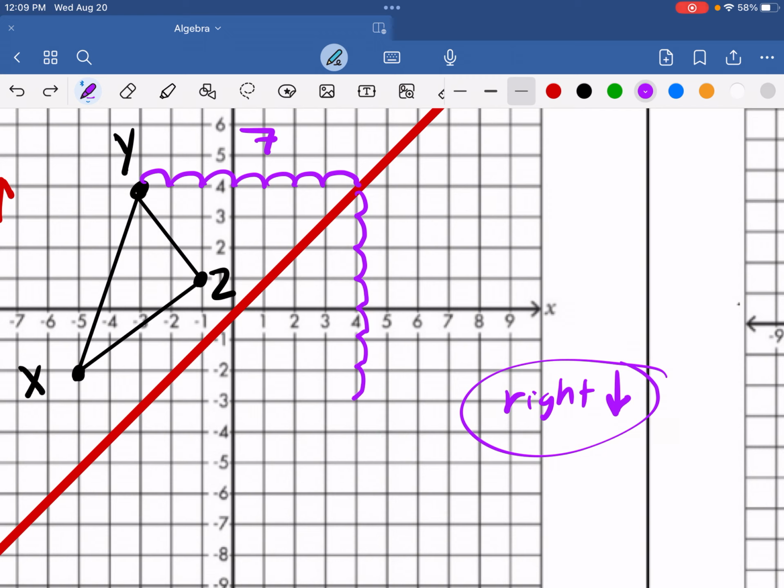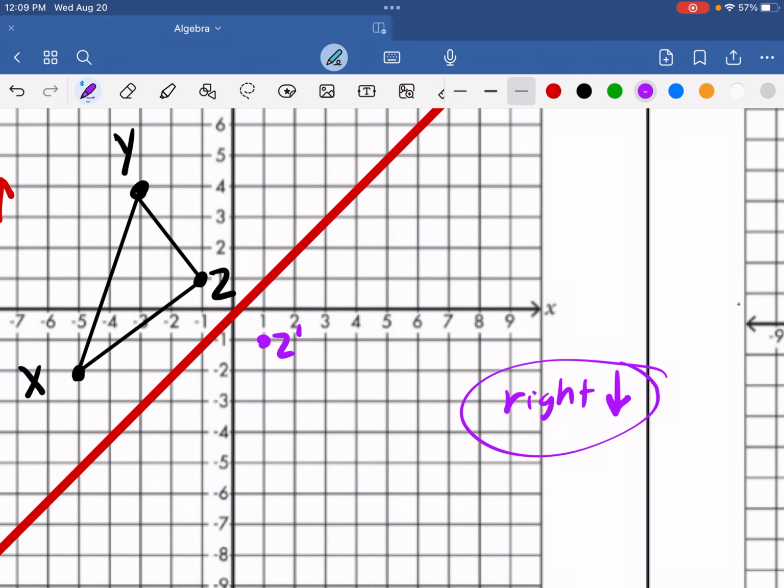Okay, I'm going to do the same thing for z. So for z, it would be 1, 2, and then I hit the line of reflection. So 2 to the right. Now I have to switch and go 2 down, 1, 2. And that is where z prime is.